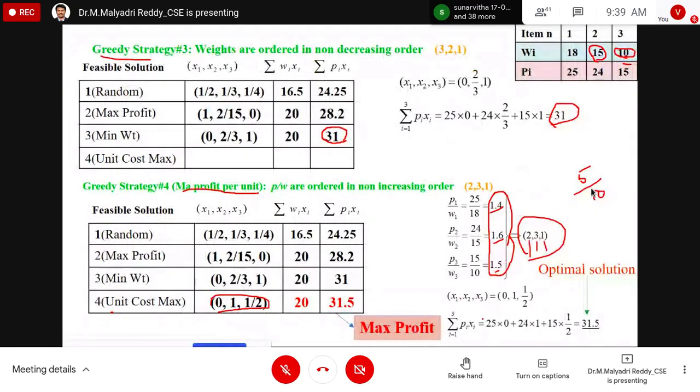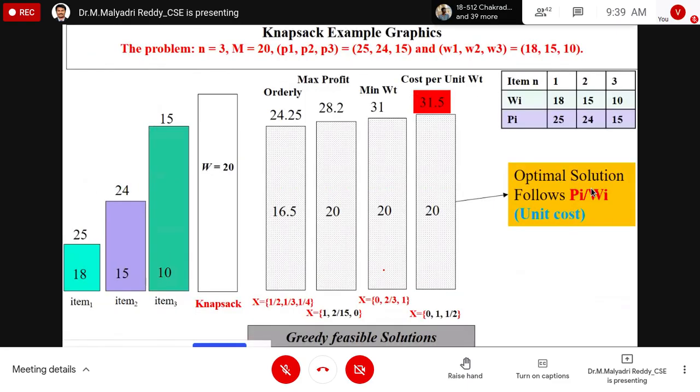When I substitute this value in the objective function, sum of i equals 1 to 3 of PiXi, I will get 31.5. So from the table, 31.5 is the maximum profit. So this is the random method, this is the maximum profit method, this is the minimum weight method, and this is the unit cost method. By analysis of this, I will get the result.